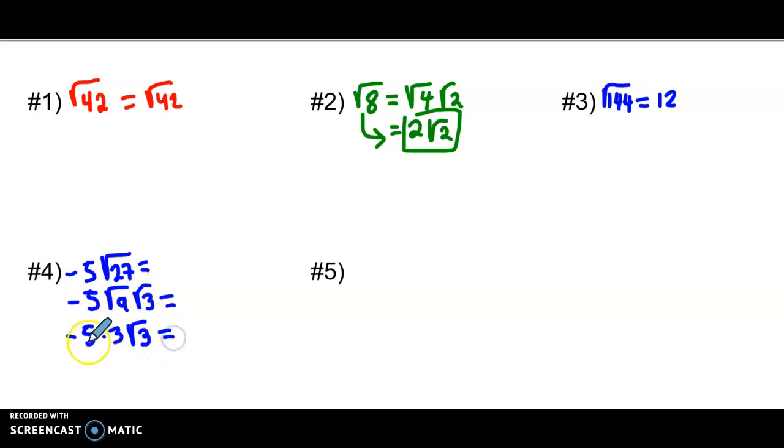So your final answer is, now you have integers here. They're both factors and you can multiply them. They're like terms now. So negative 15 square root of 3. So this became this. I pulled out every perfect square that I could out of 27. One more example of simplifying here. How about if we do 2 square root of 50?